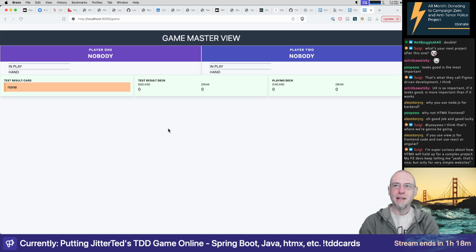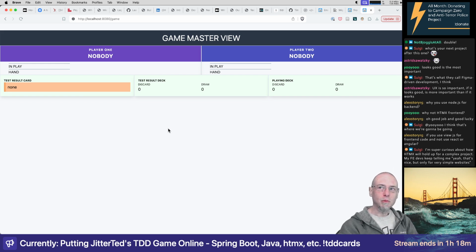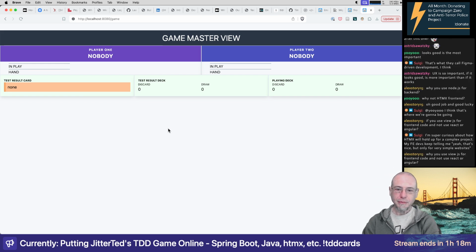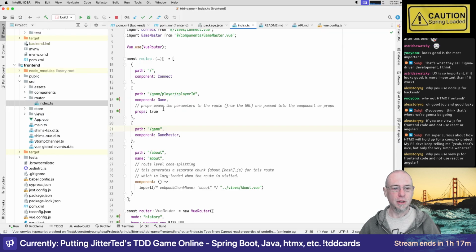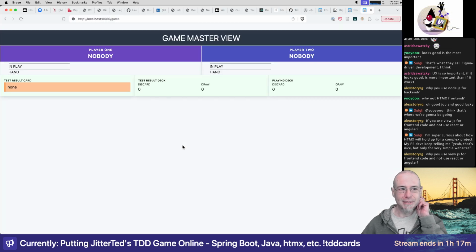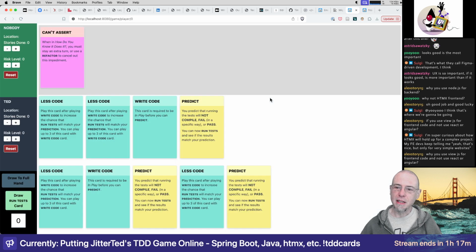So this is the game master view, which is someone can basically watch a game playing. It's clearly not working. But the idea is I'd be able to view who's got what, what's being played, what was the last test result card, things like that. So I don't know why that's not working. That's kind of a bummer. Oh, maybe it didn't get the updated state.